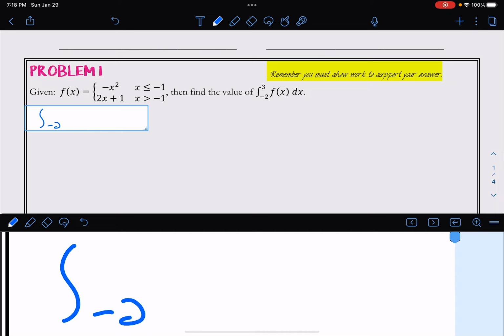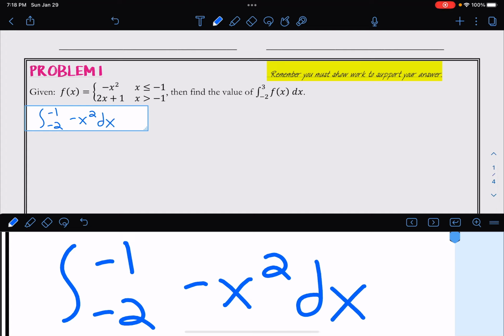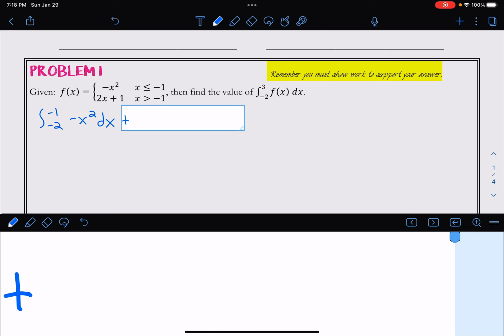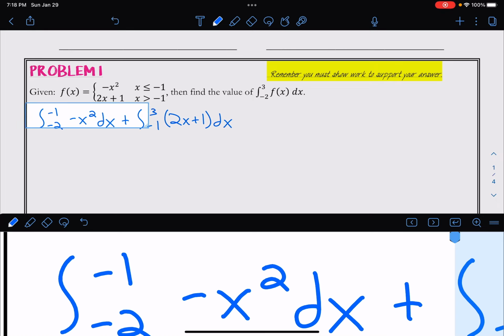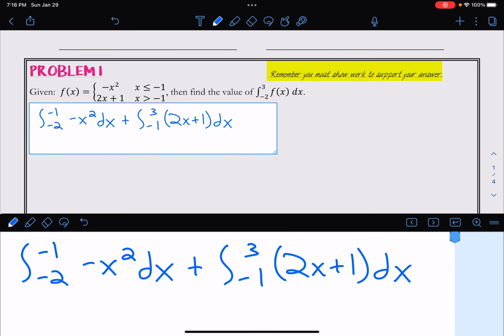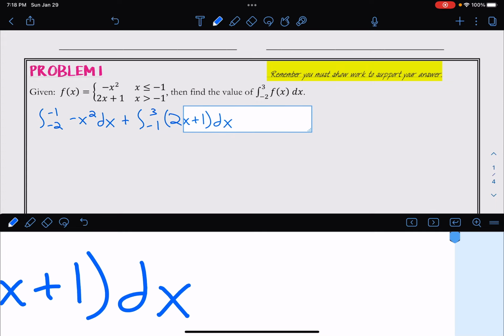So if I take the integral from negative 2 to negative 1, that's going to be the negative x squared dx, the negative x squared part of f of x. And if I take the integral from negative 1 to positive 3, that'll be the second part, the 2x plus 1 quantity dx. Okay, so when you have a piecewise function and you're integrating, you just got to go ahead and break it up.